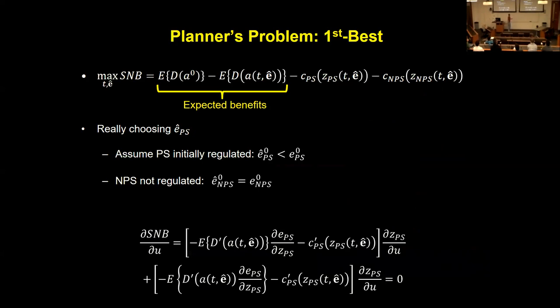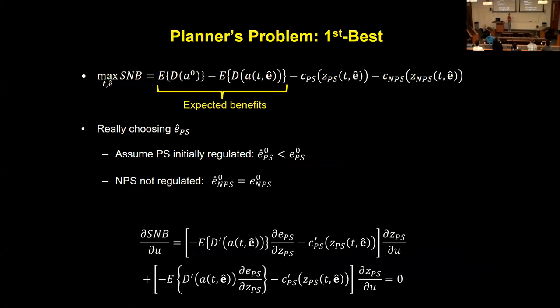So the planner's problem, now that we understand the response functions. We're going to look at the first best case first. Here's the reduction in damages from management of pollution. This is the expected benefits. And here's our cost, just the abatement costs. Really here, we're just choosing epsilon or E hat PS, just the permit levels for the point sources, because we assume that the point sources are regulated initially while the non-point sources are not.